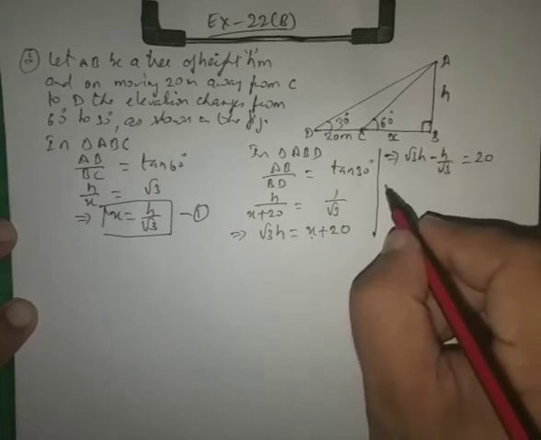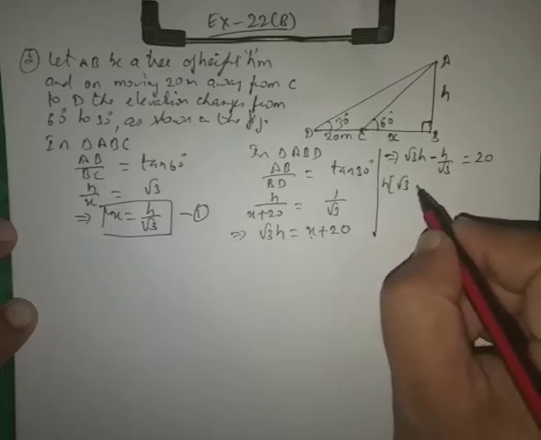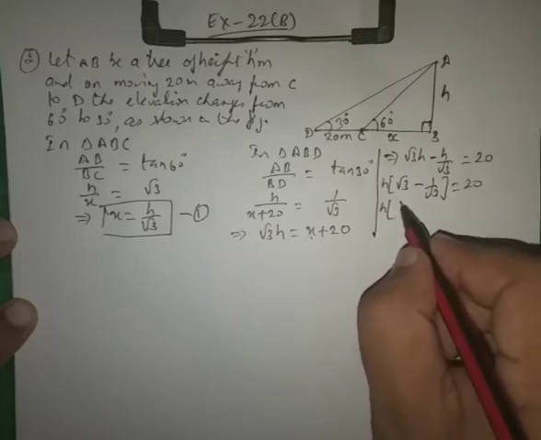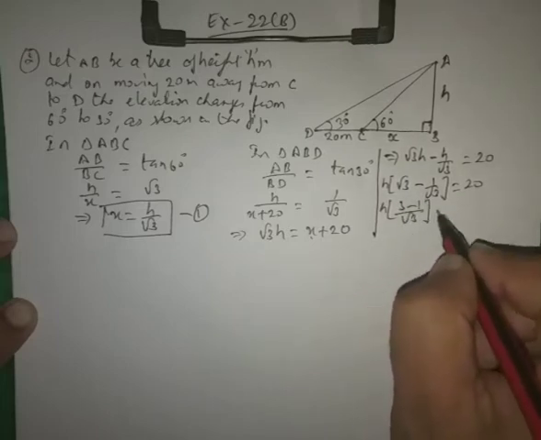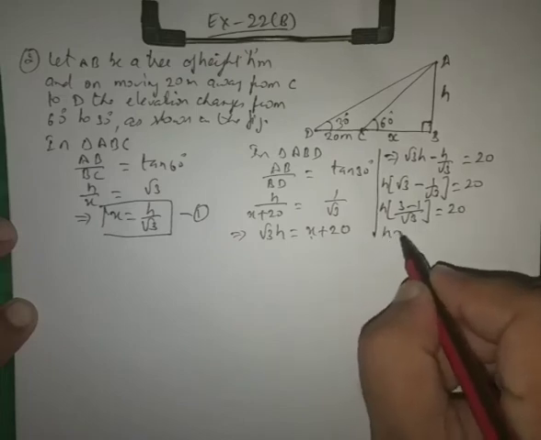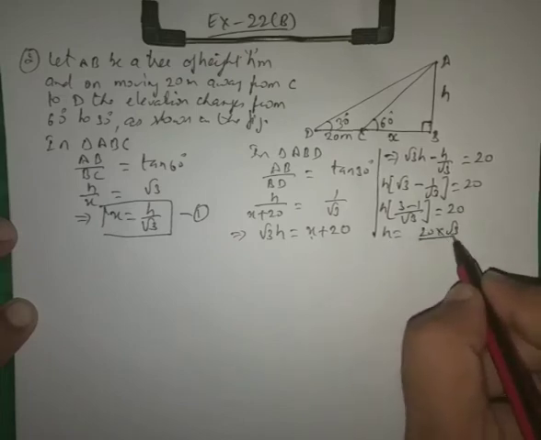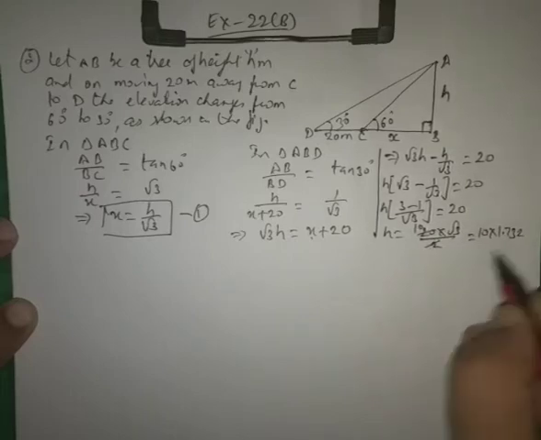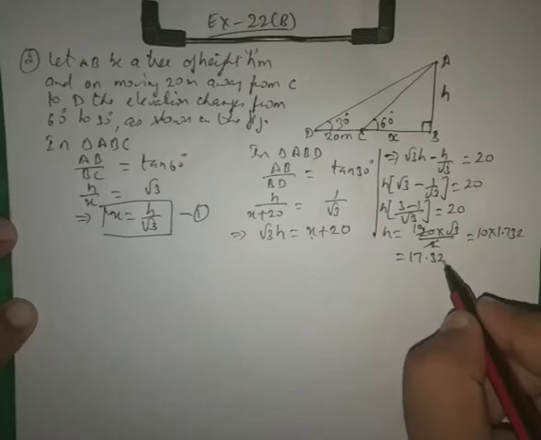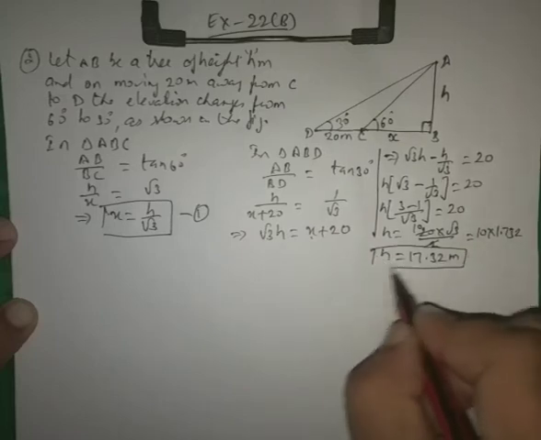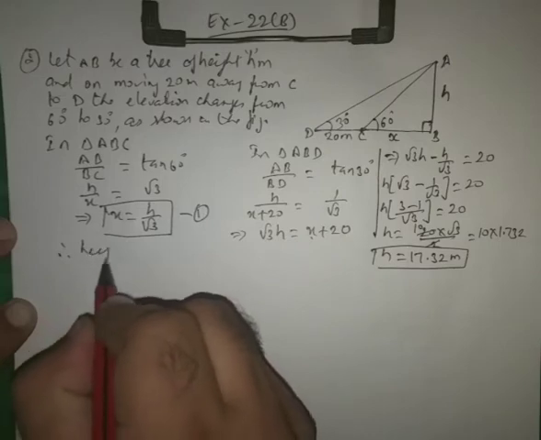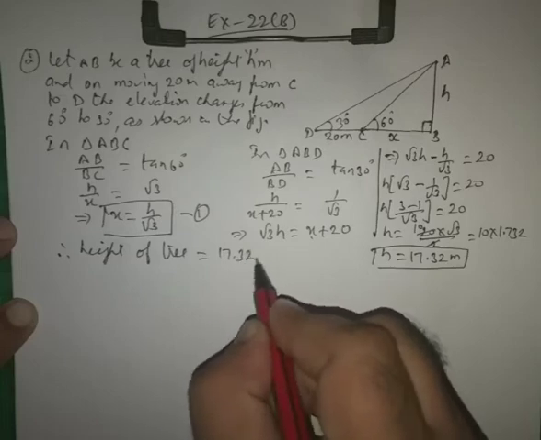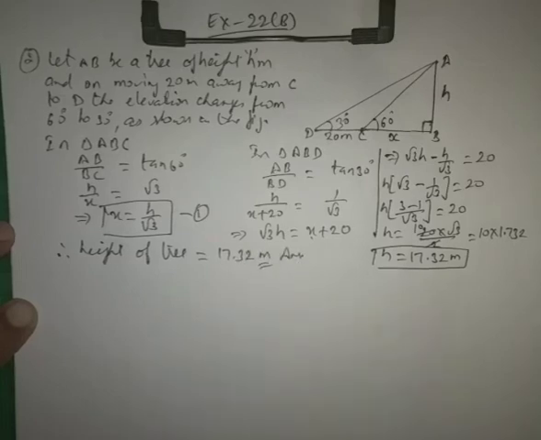From here I am taking h common, so this becomes h times root 3 minus 1 over root 3 is equal to 20. Now I am taking LCM, so this becomes h times 3 minus 1 over root 3 equal to 20. So now h is equal to 20 multiply root 3 over 2. So this will get cancelled to 10. So 10 multiply 1.732 is equal to 17.32 meter. So therefore the height of the tree is 17.32 meter, and this is our required answer.